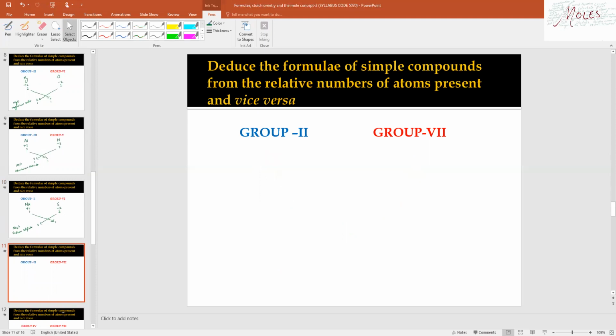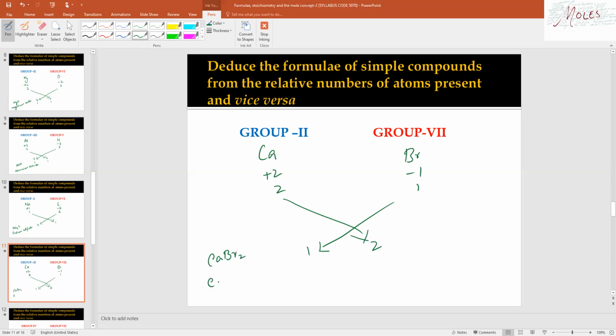Let's do this with a metal from group 2 like calcium and a non-metal from group 7 like bromine. Their valencies, which are subscripts, will be swapped. We will get CaBr2 and the name is calcium bromide.